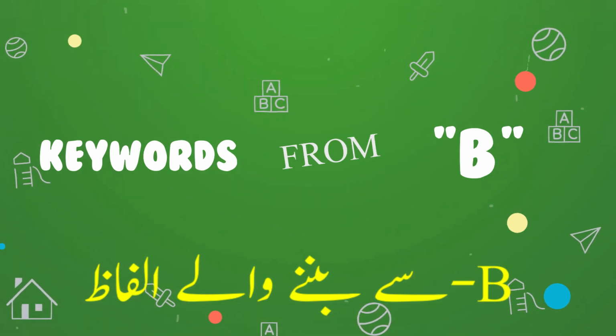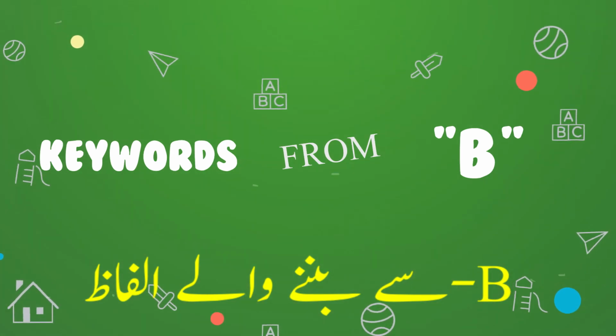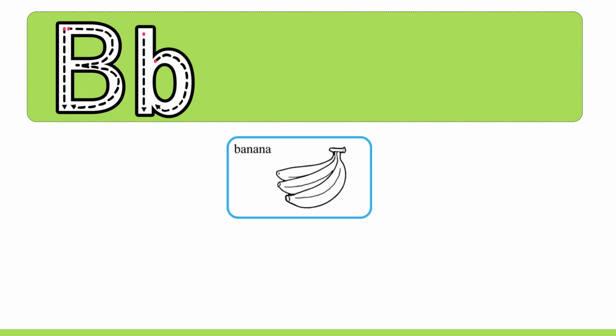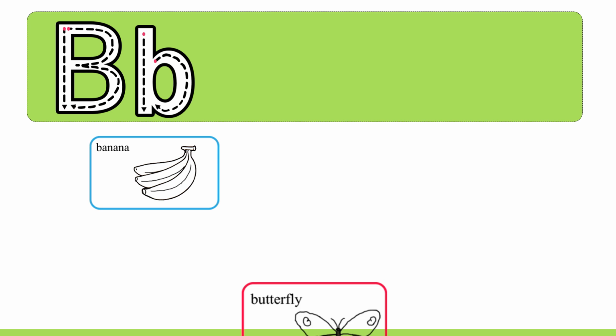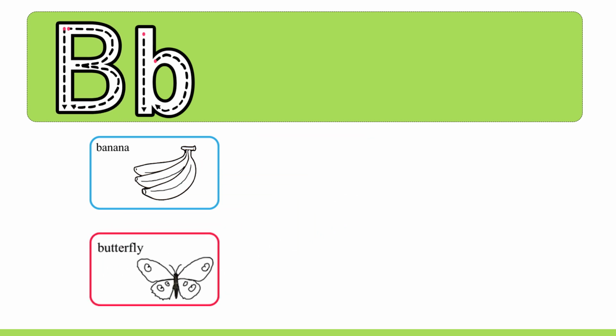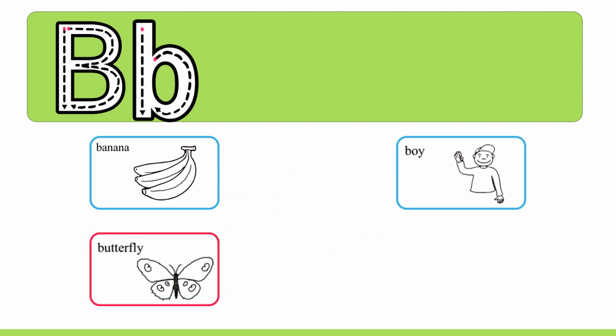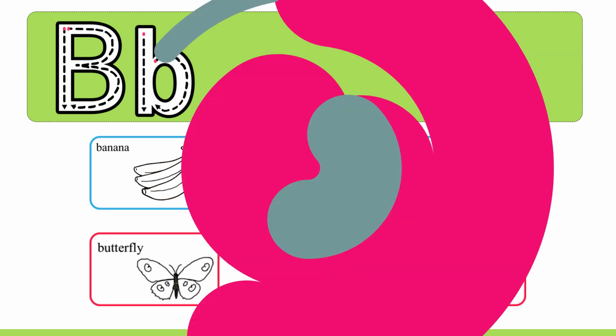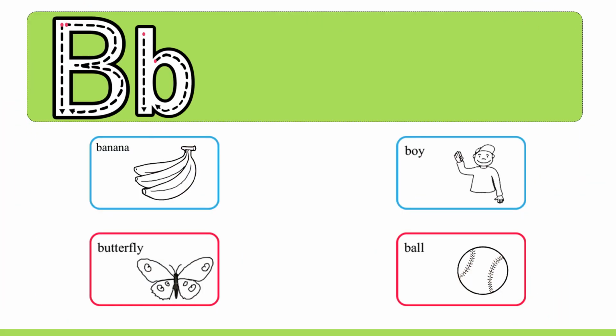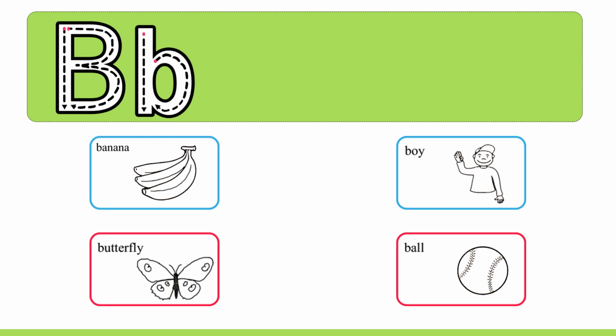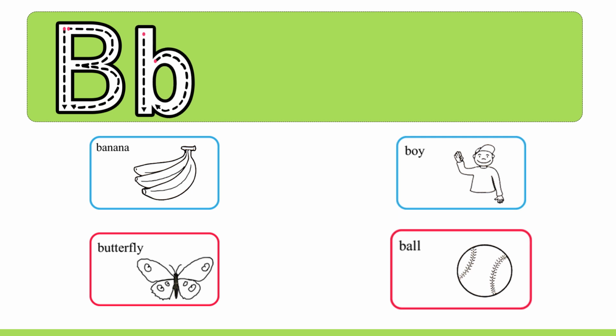Now we will read keywords from letter B. अब हम letter B से बनने वाले अल्फाज पढ़ेंगे. B. Banana. B. Butterfly. B. Boy. B. Ball.